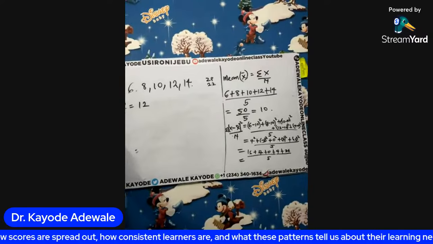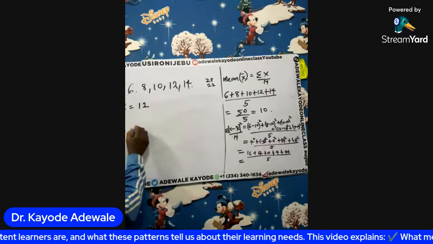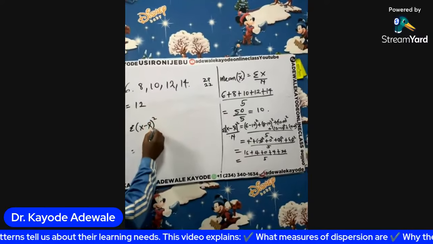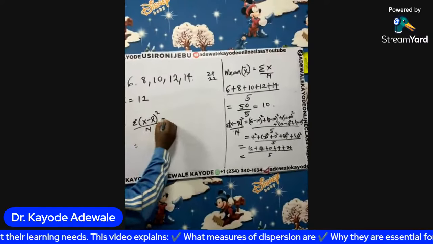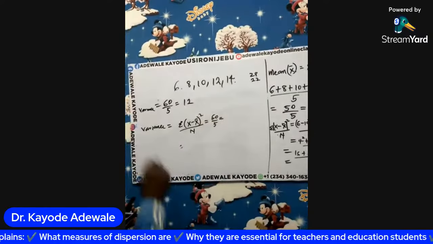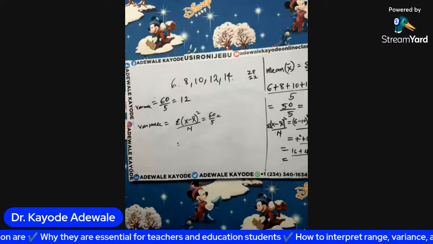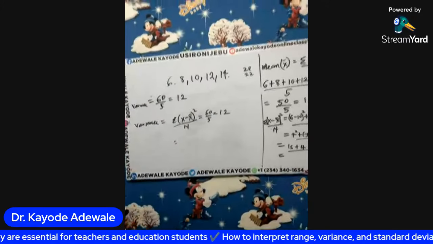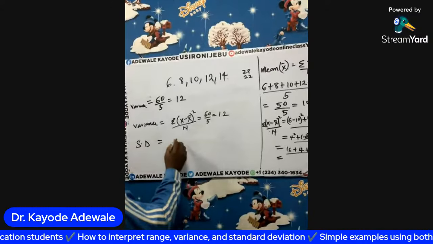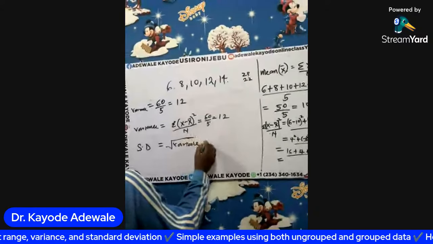So our variance, which is equal to the summation of x minus x bar all squared divided by n, is equal to 60 divided by 5. How many 5s can we see in 60? That's 12. So our variance is equal to 12. To get our standard deviation now, that is just going to be the square root of the variance. Can you confirm that answer if it is correct?